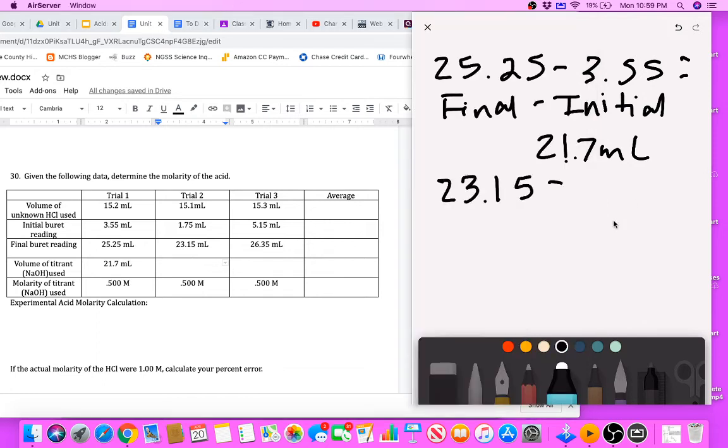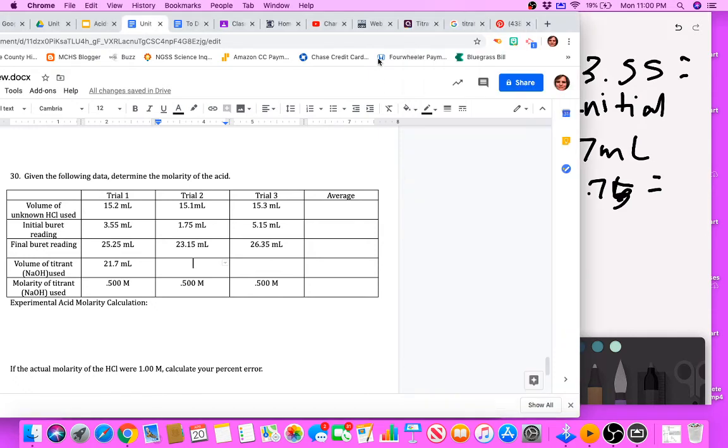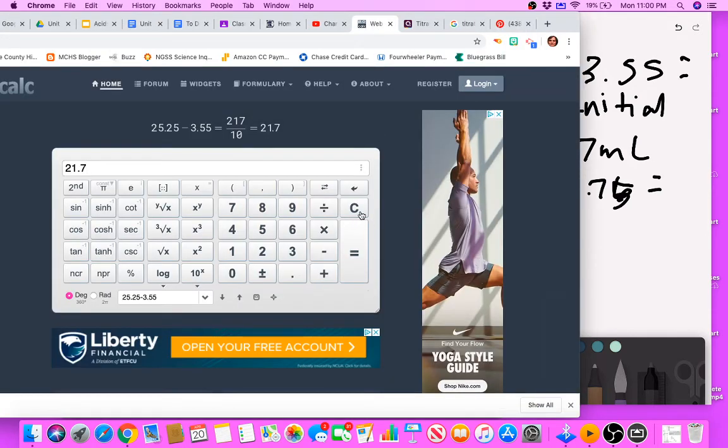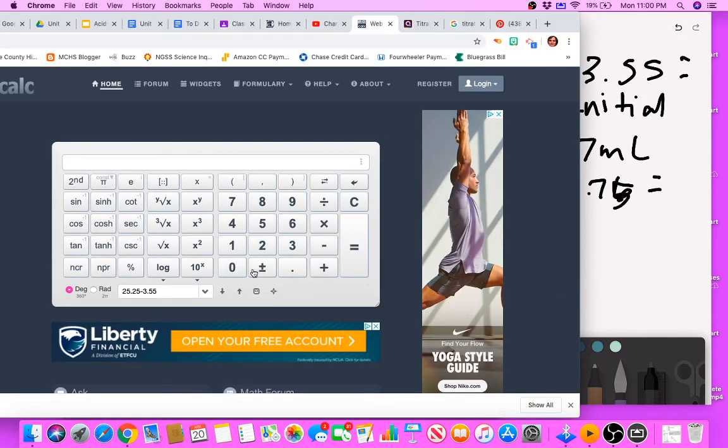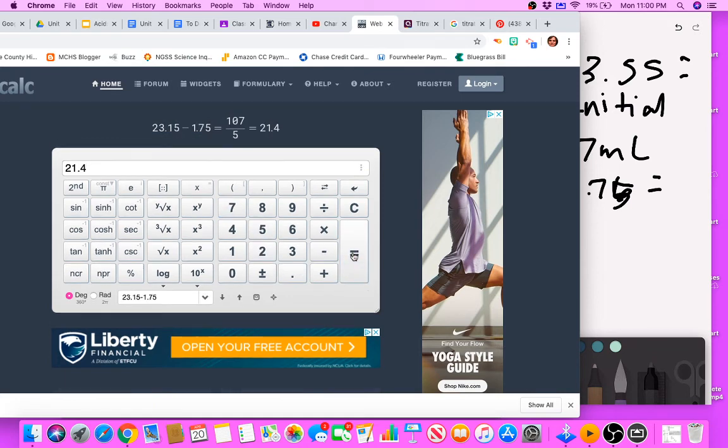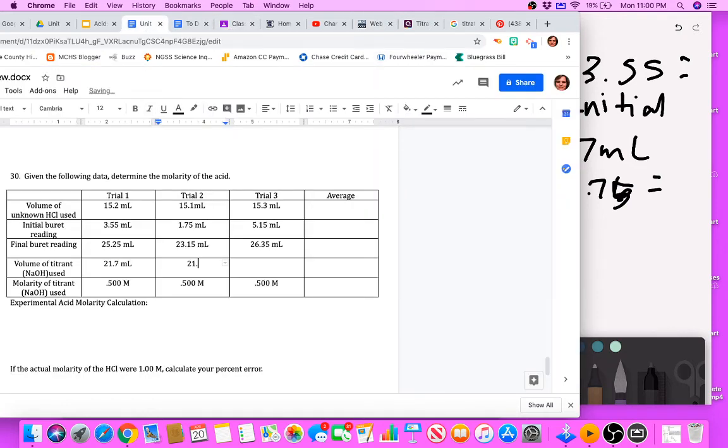23.15 minus 1.75. Again, final minus initial, and this is 1.75. So going back to my calculator, because I'm too lazy to do this in my head tonight because it's kind of late, 23.15 minus 1.75 equals. And I get 21.4. So I'm going to type this in, 21.4. And again, we're just going to do these two trials right now.